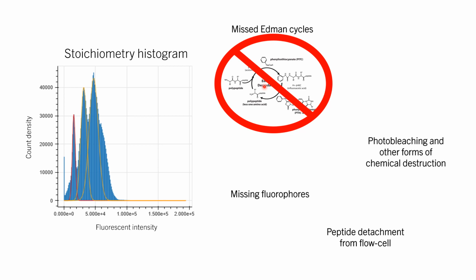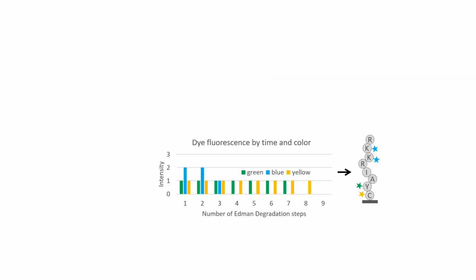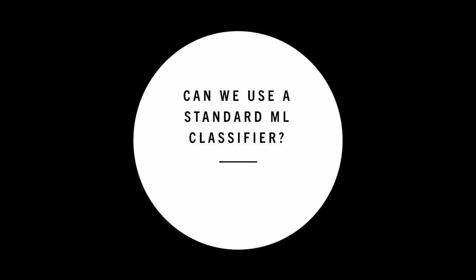We also might have Edman degradations fail to occur when they're supposed to. This happens about 6% of the time. We also lose fluorophores while we're doing sequencing. We might have fluorophores missing before we even start sequencing. And when we're trying to do sequencing, the peptide might pop off the flow cell. All of these forms of error serve to make this a lot more difficult than it at first appears.